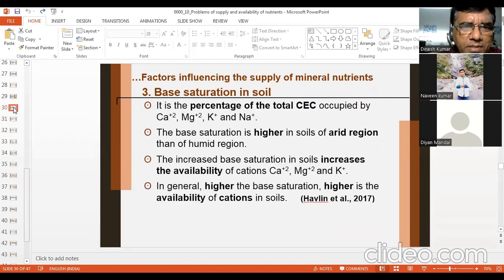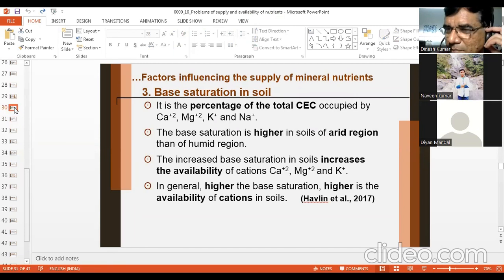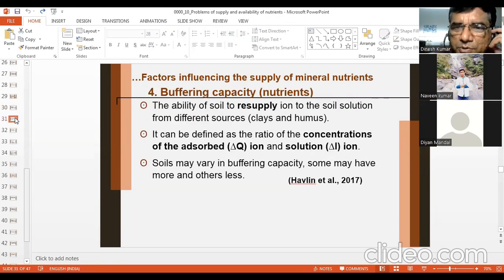Next is the buffering capacity. One is base saturation capacity; the other is the buffering capacity of nutrients, not pH. The ability of soil to resupply iron to the soil solution from different sources, maybe clays, maybe humus, is the buffering capacity of the nutrients, or nutrient buffering capacity.